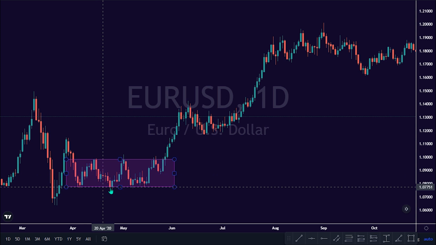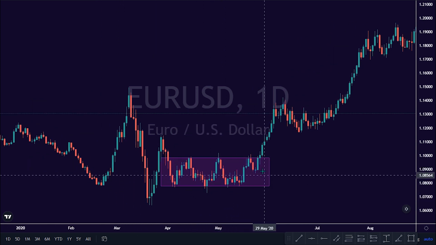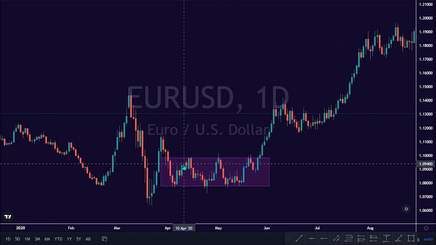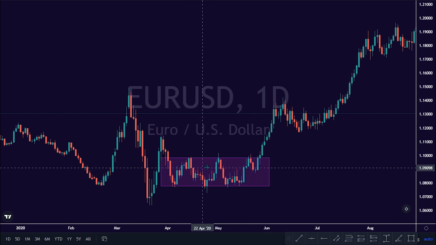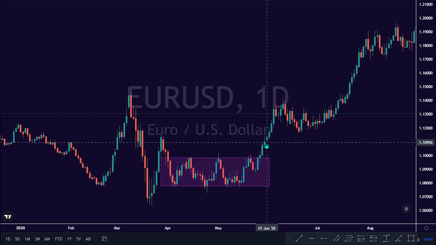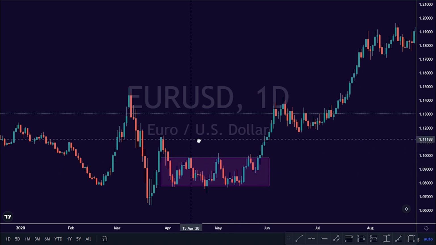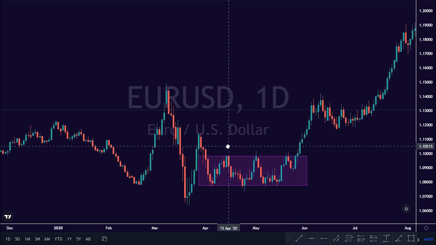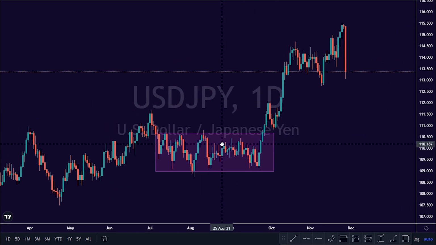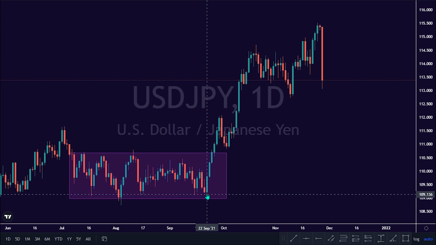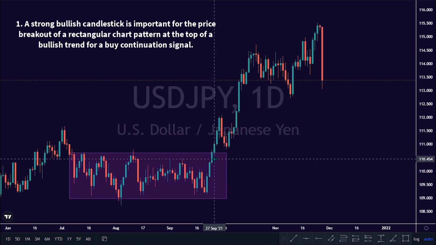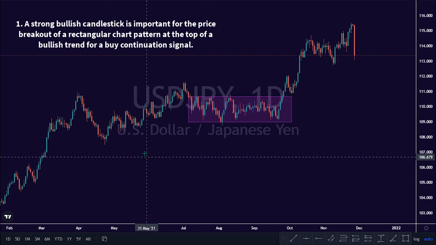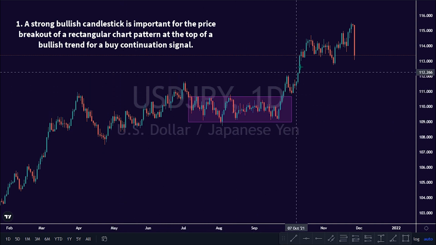Before ever planning to implement the rectangular pattern for a trading strategy in the market, there are some key factors traders need to understand in order to properly determine the direction with the highest probability price breakout in the market. These factors are: for a continuation strategy with the rectangular chart pattern, number 1, a strong bullish candlestick is important for the price breakout of a rectangular chart pattern at the top of a bullish trend for a buy continuation signal.